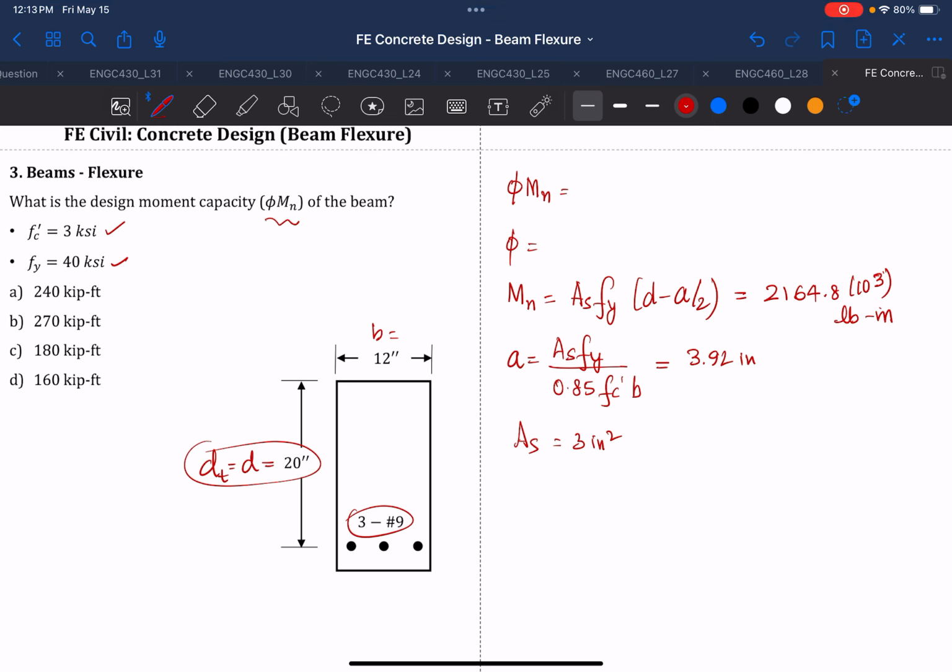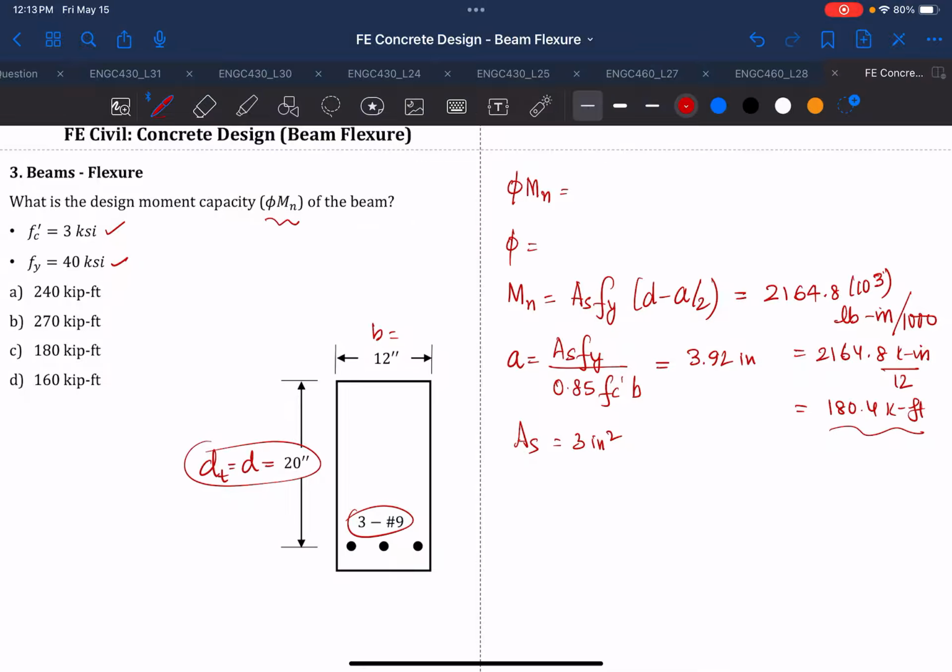And if you divide it by 1000, you should get this as 2164.8 kips inch. And if you divide it by 12, you'll get 180.4 kips feet. Okay, and so that's how you calculate it.